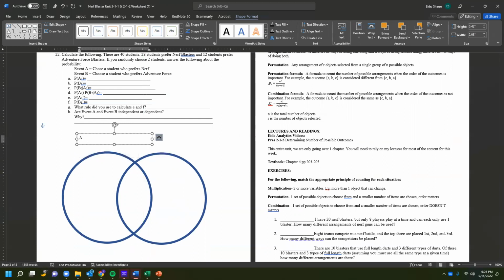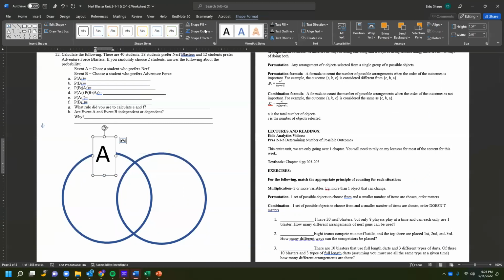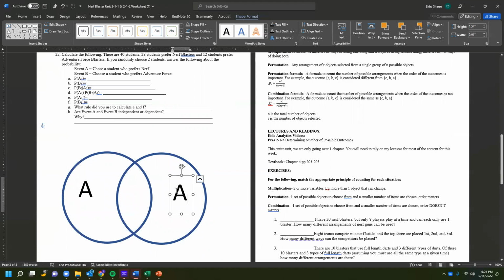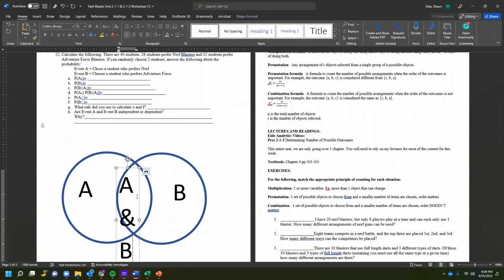I'm going to do insert text box, hoop A, shape fill, no fill, line. There we go. Hoop A. And hoop B. And then this one in the middle would be Control V, A and B. Whoops. And let's just make that smaller.